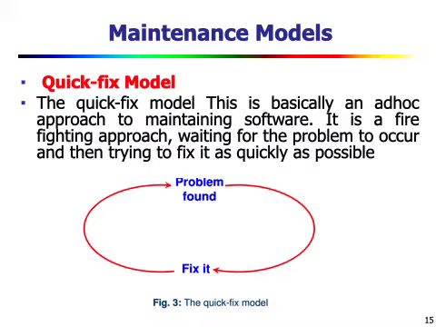So first one is the quick fix model. The quick fix model is basically an ad hoc approach to maintaining the software. It's a firefighting approach, waiting for a problem to occur and then trying to fix it as quickly as possible. That is, the system is working, and once some kind of error or problem occurs, then you try to fix it and then continue operation, and again when you find a problem then you fix it. So it's an ad hoc approach.